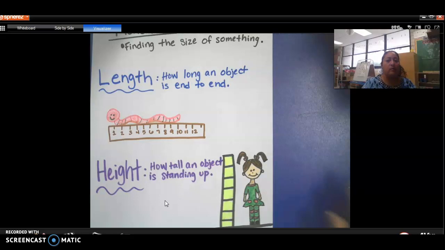Right now we didn't really measure, but we looked at objects. We looked at their length or we looked at their height. And we decided if it was a short object or a tall object, okay? And then we sorted them. We sorted the short objects with the short objects and the tall objects with the tall objects. All right? So that is what we learned today.